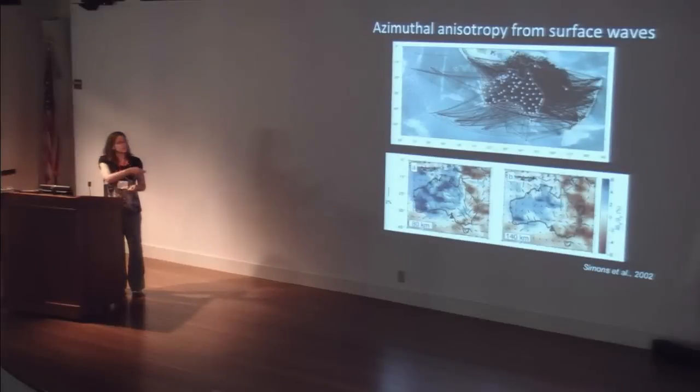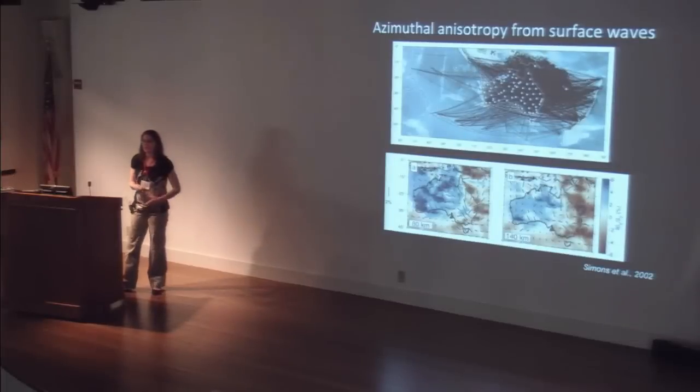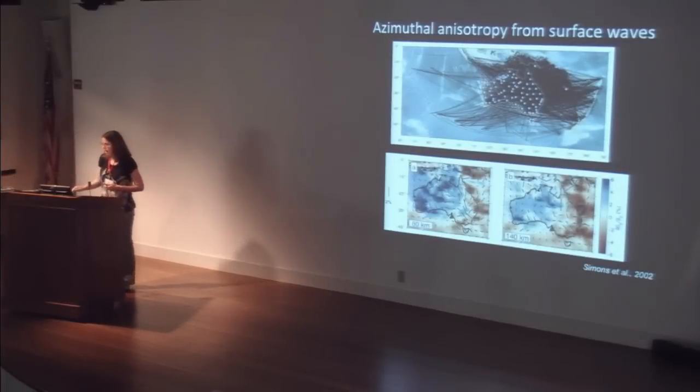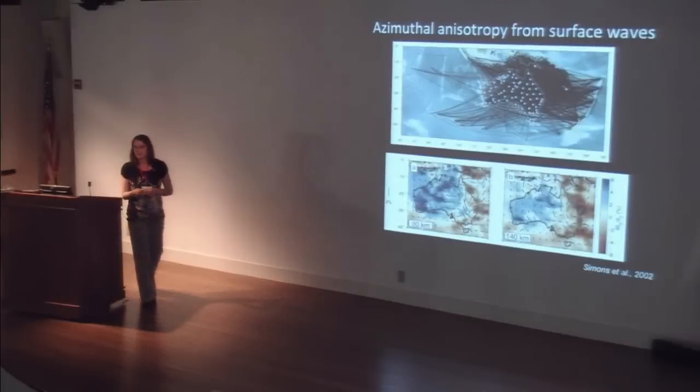Another thing that's important to note is that you need very good azimuthal coverage in your data to be able to do this, and Australia happens to be a place where you have that good coverage. But surface waves can do a very good job of giving us some depth constraints, which is nice.